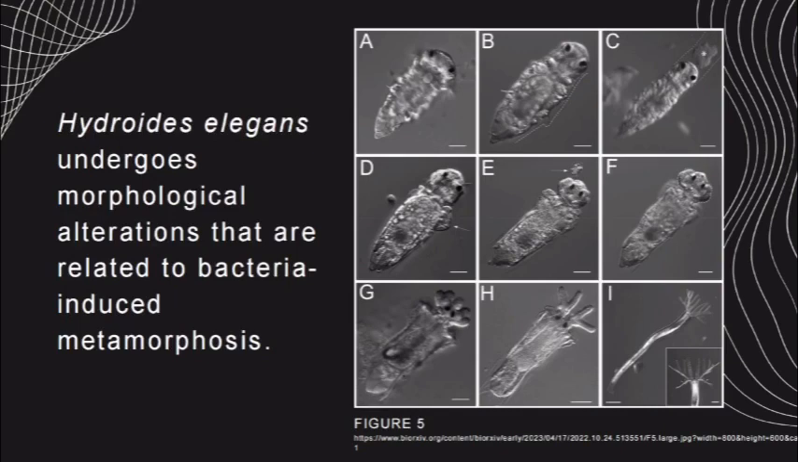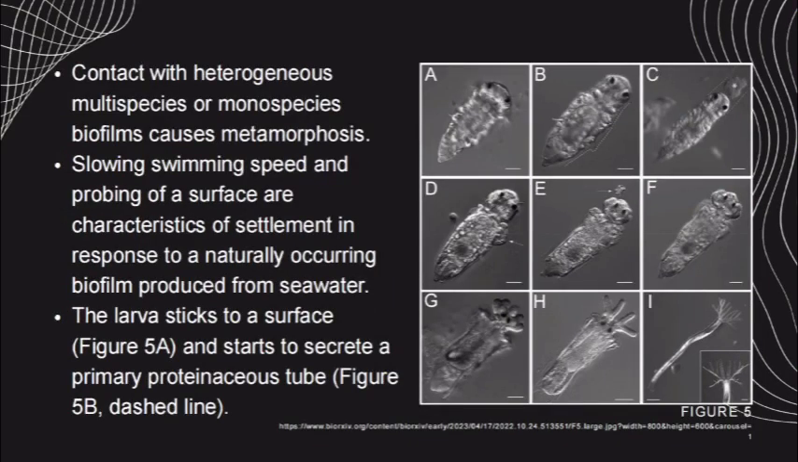Figure H, youngster after 24 hours of metamorphosis. Figure I, a juvenile at the 1-week post-metamorphic stage. Head inset and branchial crown elaboration. Contact with heterogeneous multi-species or monospecies biofilms causes metamorphosis.